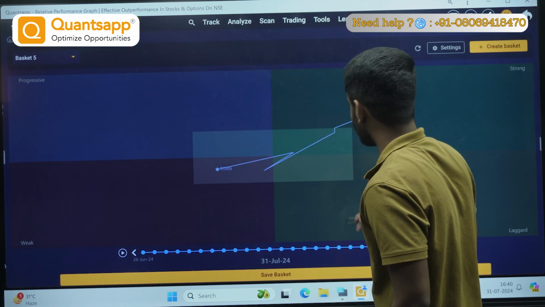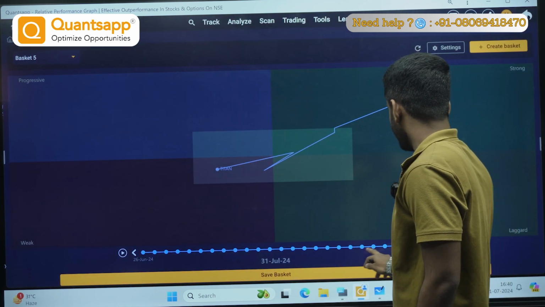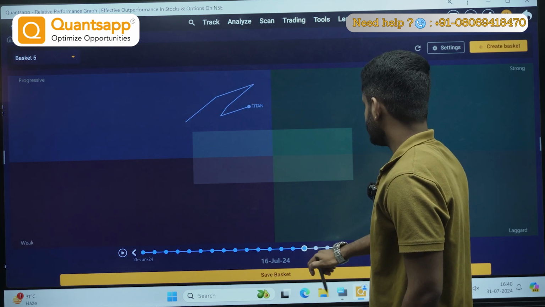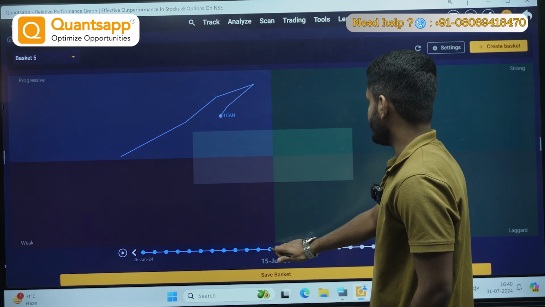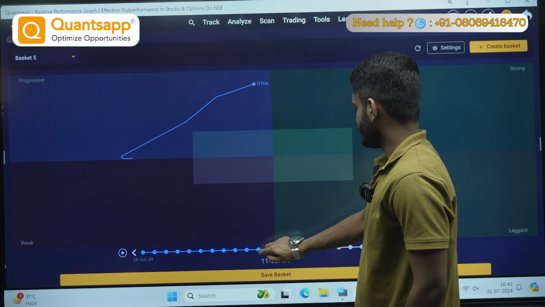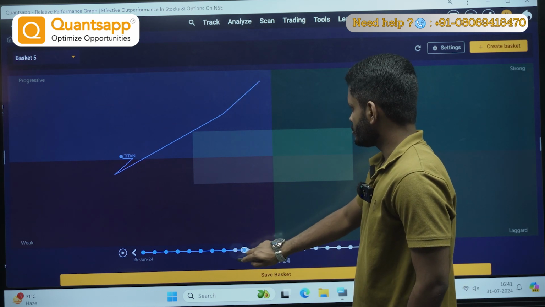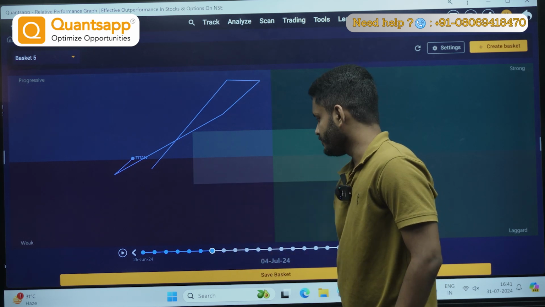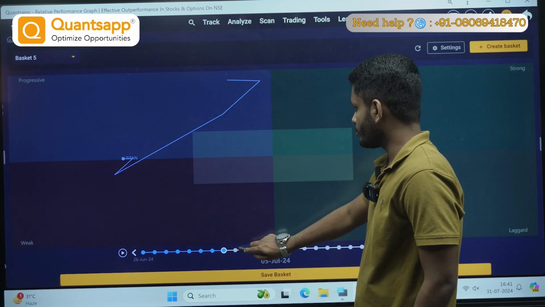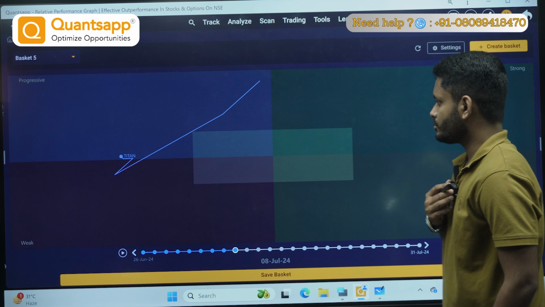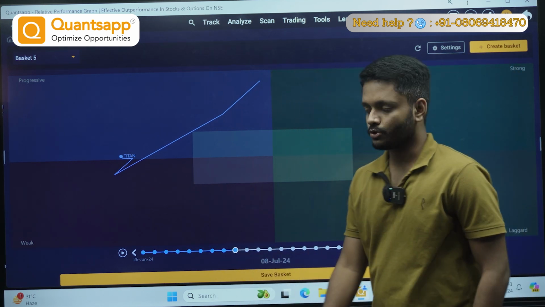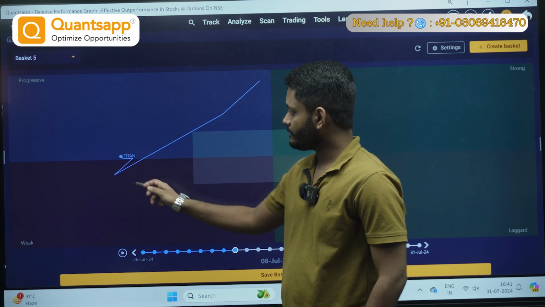Okay, so let us go and check out Titan now. See, on 16th July, this is 15th. So still in the progressive zone. I think if you see Titan came from weak to progressive properly, on 8th of July. Can you see, on 8th of July, Titan came to progressive zone properly, and in the prior quadrant Titan was in the weak zone.